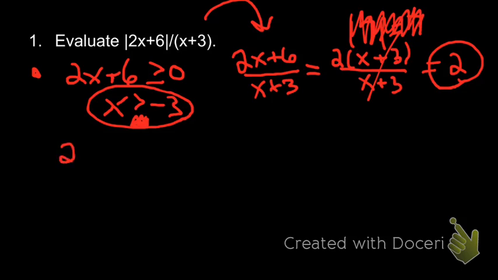Then, the next step is take what's inside the absolute value and say, alright, what if that's negative? What if we're taking the absolute value of a negative number? Then, this expression, 2x plus 6, which is negative because we defined it to be negative, the absolute value will turn it to be positive.